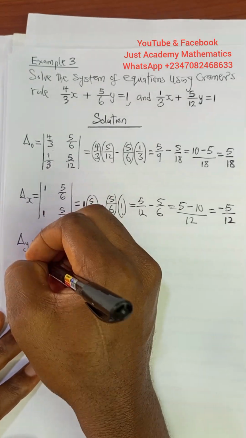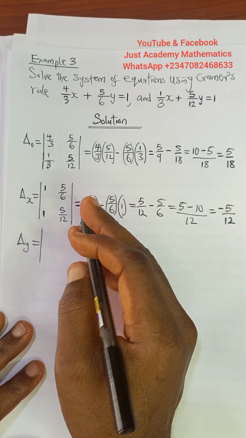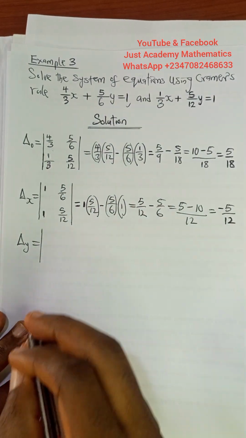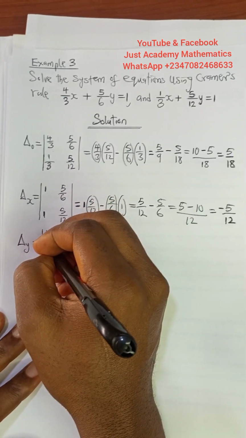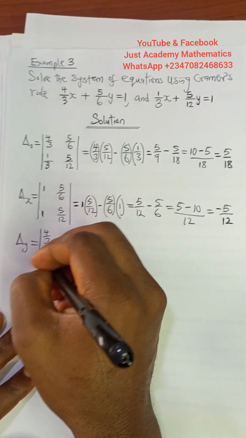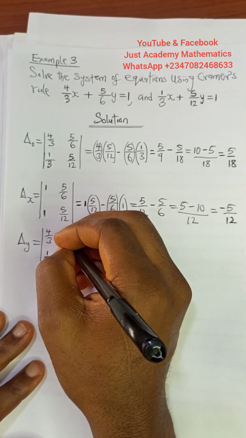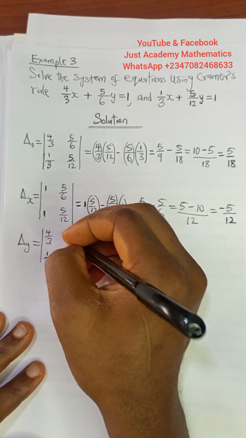In the same way, we go for changing y. Now, what is changing y? We replace the y column with the constant, but we retain the x column. The x column still remains 4 over 3 and 1 over 3. That is the x column. We replace y with 1 and 1.